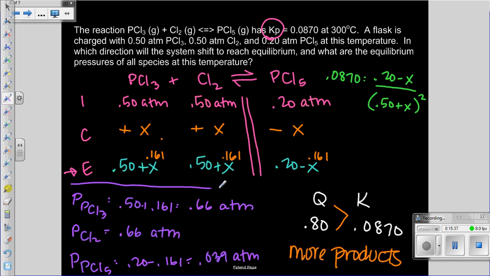So these are our equilibrium pressures. If we look at what we were asked to do, we were asked to predict the direction the system would shift to reach equilibrium. So we did that. We compared Q to K. Q was larger than K, so that told us we had more products. So that meant the reaction was going to shift toward the reactant side. That meant that our change was positive on the reactant side, negative on the product side, and then we followed that same procedure that we've used in the past for other equilibrium problems.